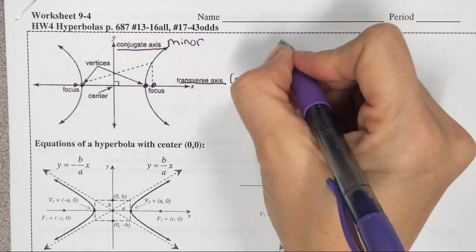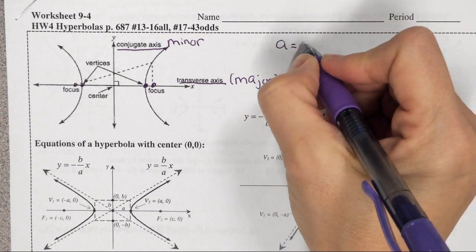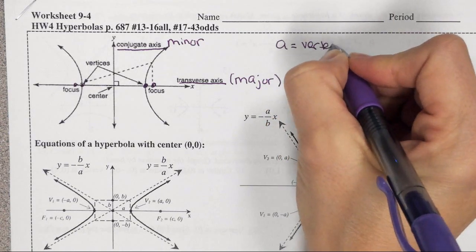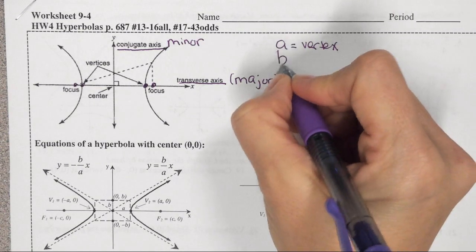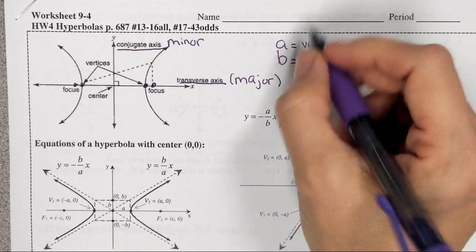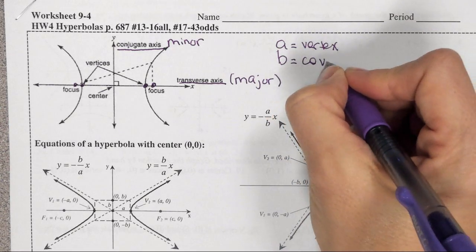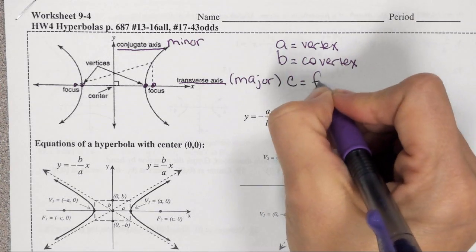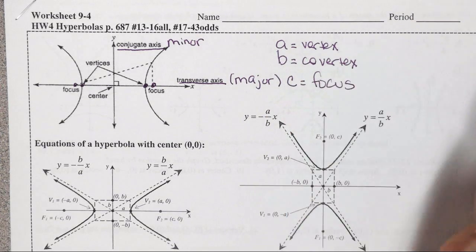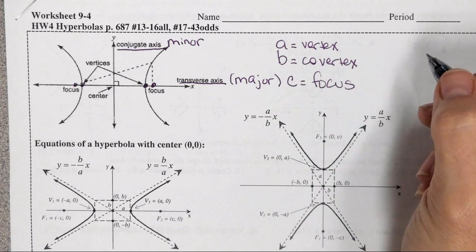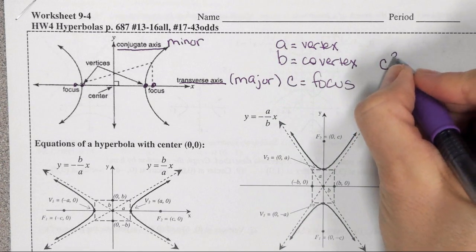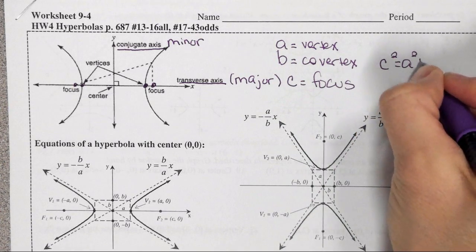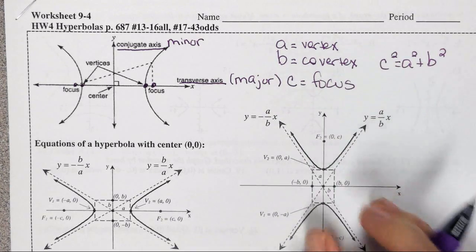Okay. So A is still going to give me my vertex. Doesn't change. B is still going to help me find the covertex. C is still going to help me find the focus. But we have a new equation. C squared equals A squared plus B squared.